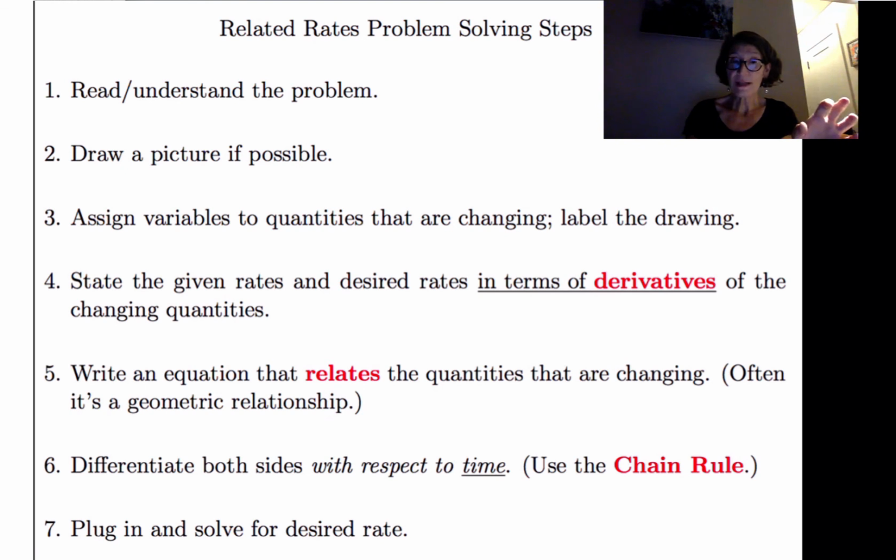Step 5 is write an equation that relates the quantities that are changing. In step 4 you write down two rates of change, for example dV/dt and ds/dt, and so the quantities that are changing are V and s. So in step 5 you need an equation with just V and s in it. Then step 6 says differentiate both sides with respect to time, and that's where you get the relationship between dV/dt and ds/dt, or between the two rates, the one you're given and the one you're asked to find. And then finally step 7, plug in everything you're given and solve for the rate that you were looking for.